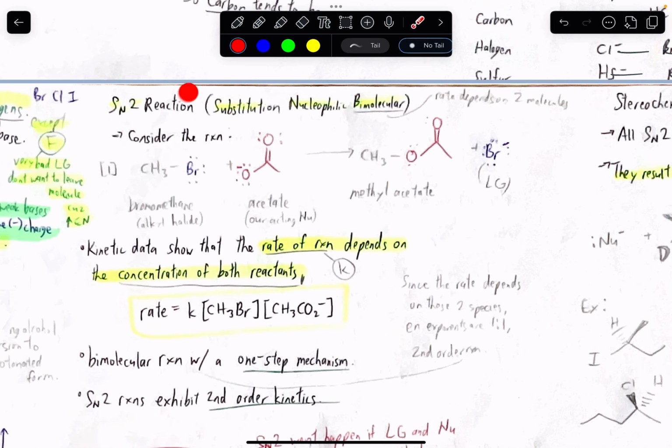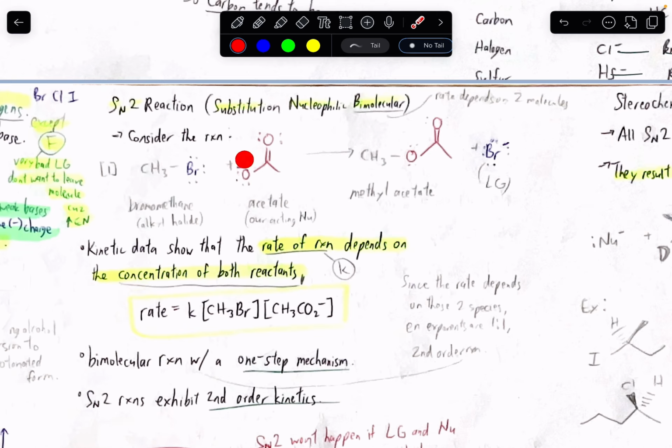For the Sn2 reaction, in other words called substitution nucleophilic, the 2 means bimolecular. Bimolecular meaning the rate depends on two molecules. If we consider this reaction, we have CH3Br or bromomethane. This is our alkyl halide. We have the halogen connected to the alpha carbon, which is sp3 hybridized. We have acetate, our acting nucleophile.